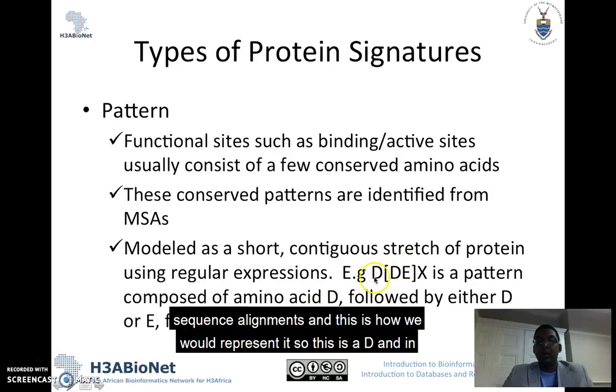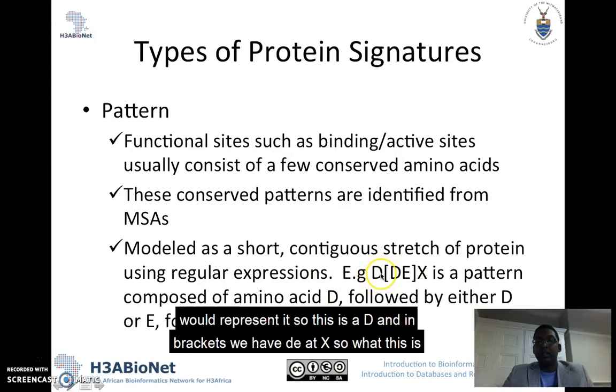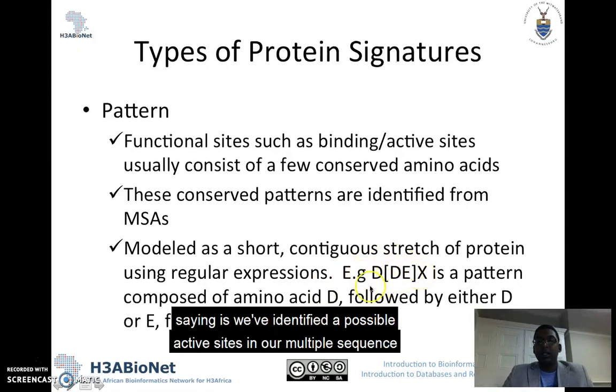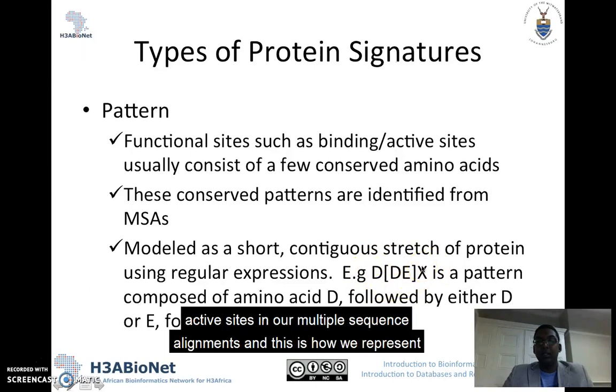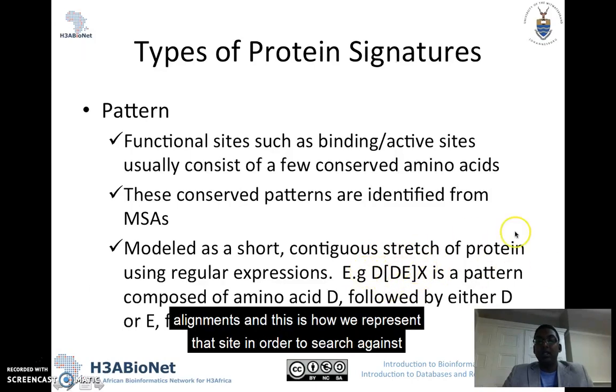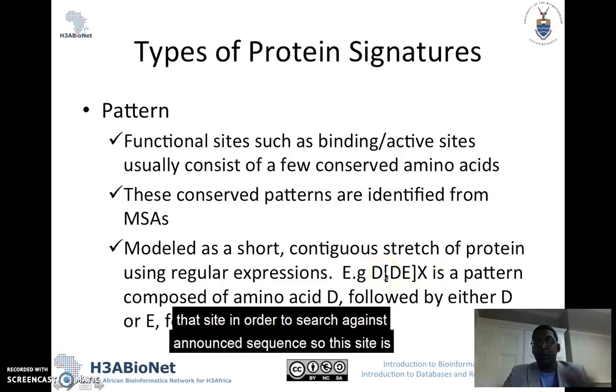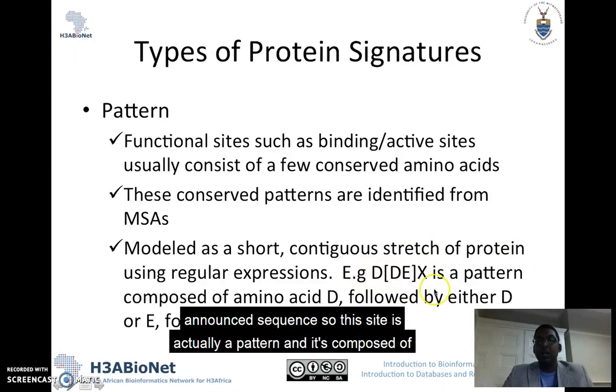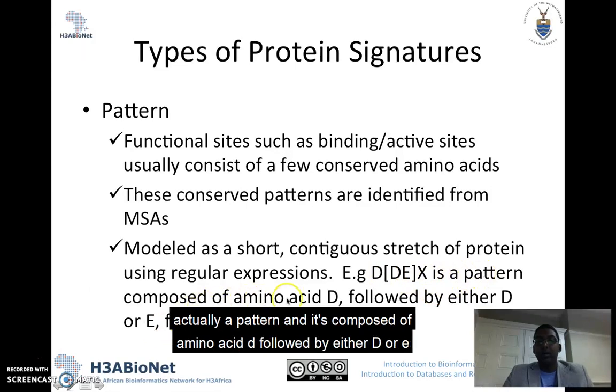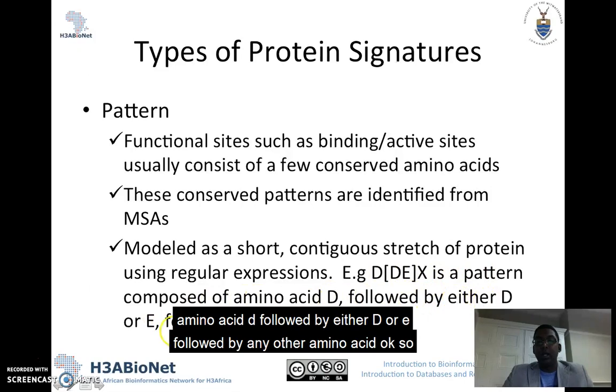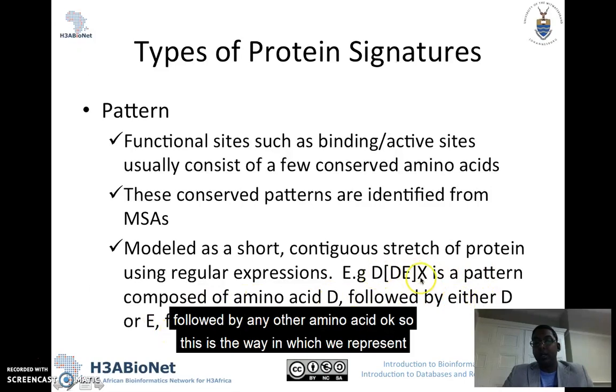And this is how we would represent it. So this is a D, and then in brackets we have DE and X. So what this is saying is we've identified a possible active site in our multiple sequence alignment. And this is how we represent that site in order to search against another sequence. So this site is actually a pattern, and it's composed of amino acid D, followed by either D or E, followed by any other amino acid.